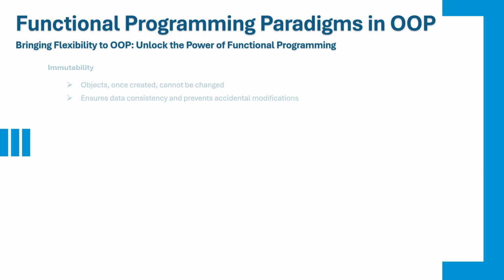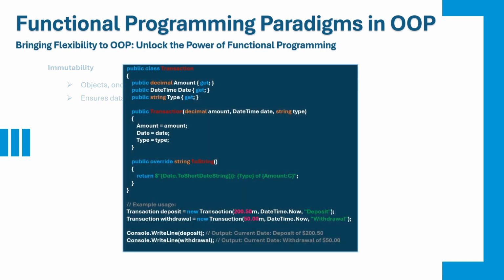Imagine a transaction object in a financial application. Once a transaction occurs, whether it's a deposit, withdrawal, or transfer, the details of that transaction never change. By keeping transactions immutable, you ensure that no part of the program can accidentally or intentionally alter the transaction objects, making your data more reliable and secure.